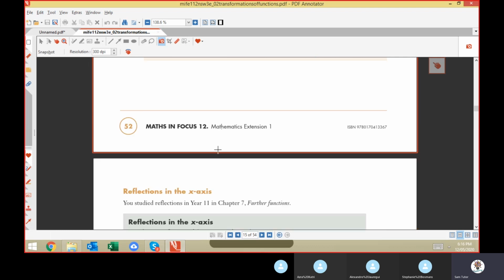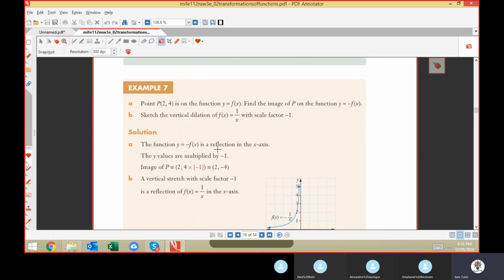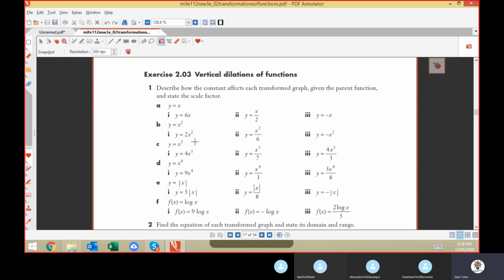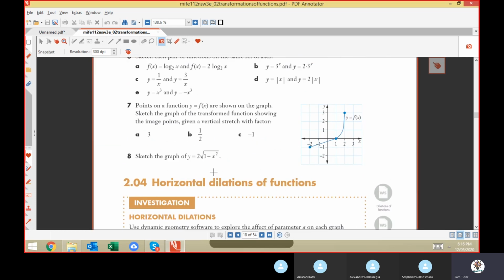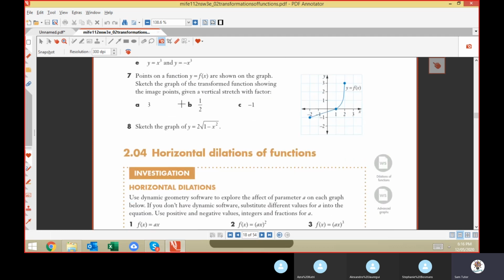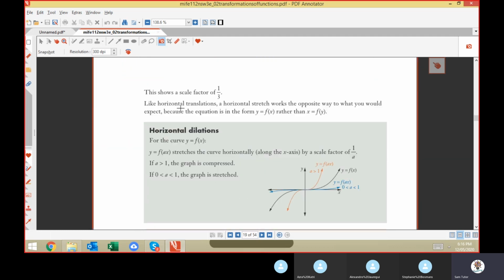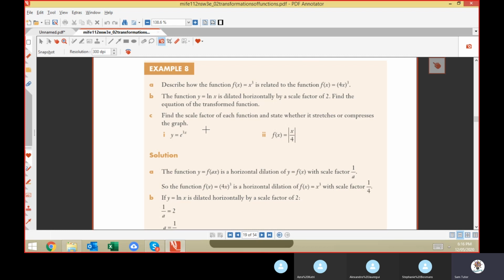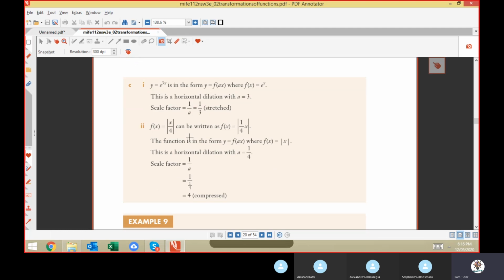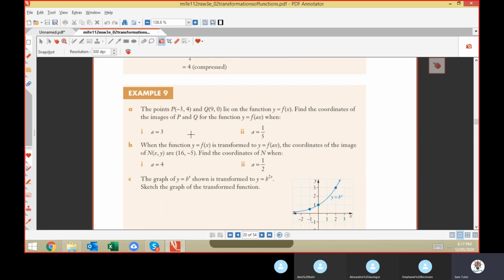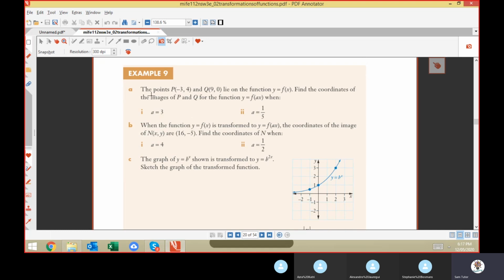All right, we're going to keep going because I think you guys are doing well. Have I lost anyone? All right, that's good. Horizontal dilation. So again, we'll have a look at what's happening for each of these ones here. Horizontal dilation, don't forget they're attached to your x.